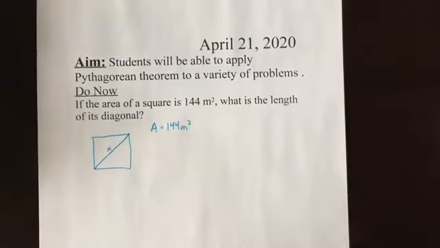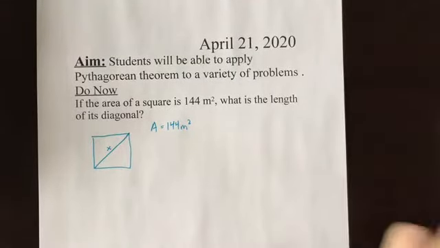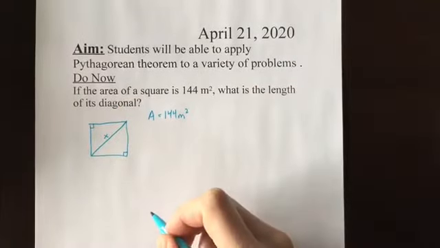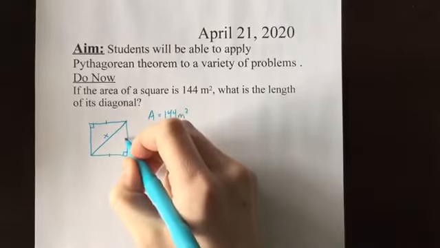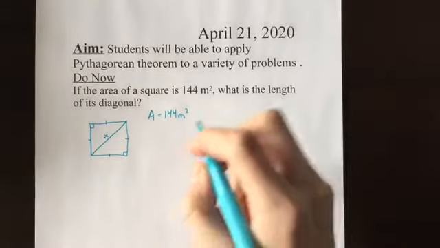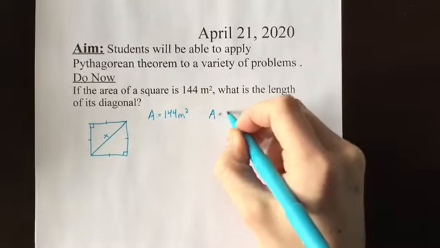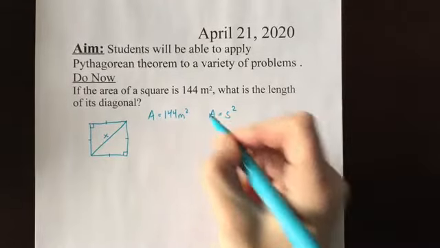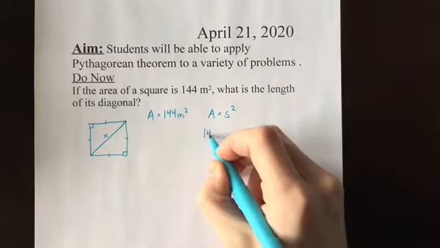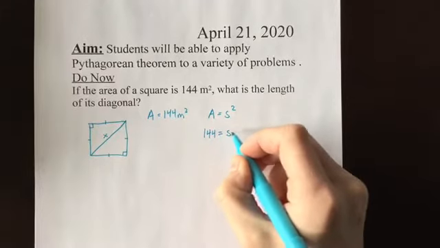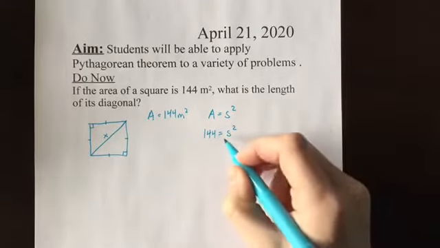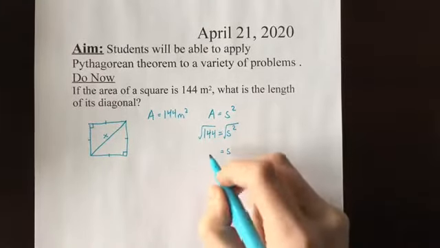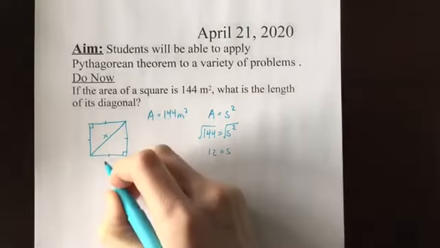Now we need to bring in some other information we know about squares. We know squares have 90-degree angles. We know all four sides are congruent. And we know the area formula of a square is side squared. So if the area is 144, that must mean that 144 is equal to the side squared. So take the square root of both sides. Now we know the side length is 12.